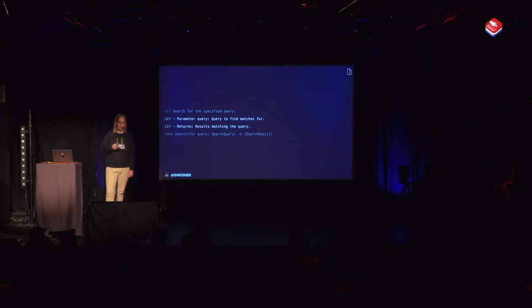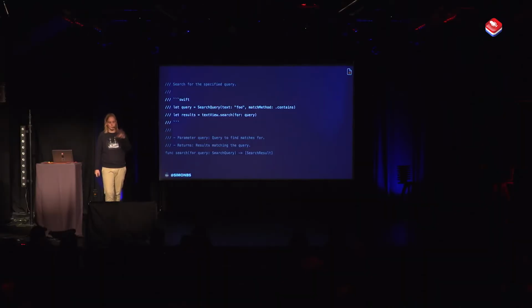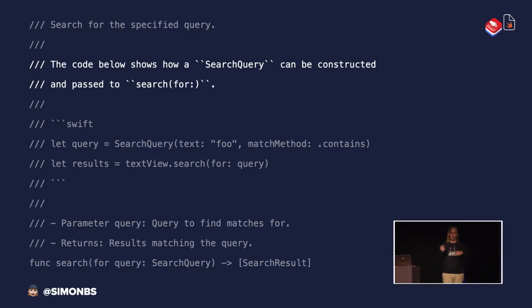So our parameter is the query that we wish to find matches for, and the return value, well, that's the results matching that query. We'll also add a code snippet to our documentation, and remember we're still inside our Swift source file, and we can use Markdown. We can add this code snippet using Markdown. So here we are creating a search query, and we're passing it to our search function. This helps our users quickly get started using this function. We'll also add a longer description that describes what our code snippet does.